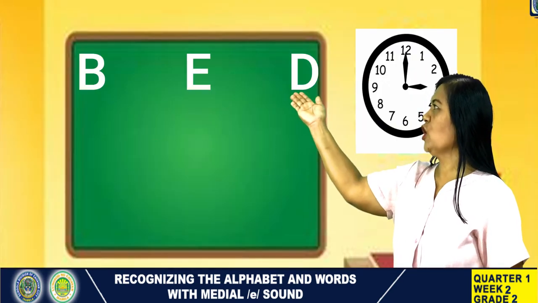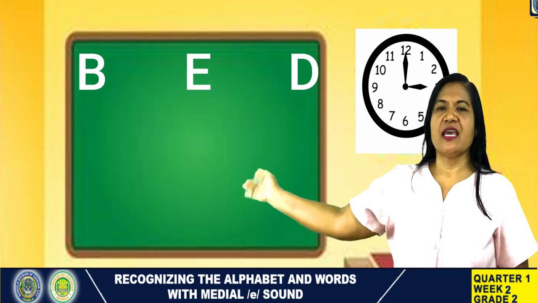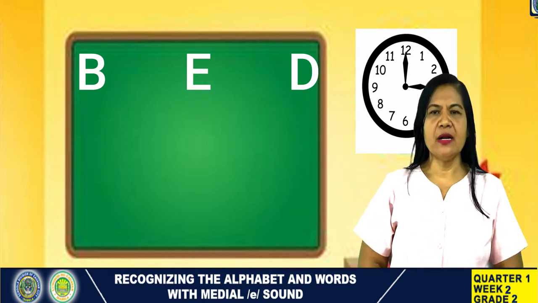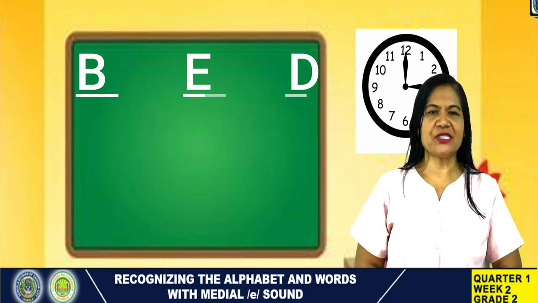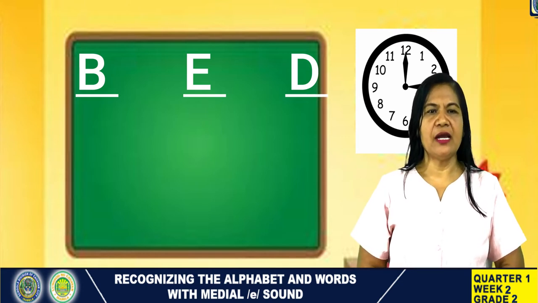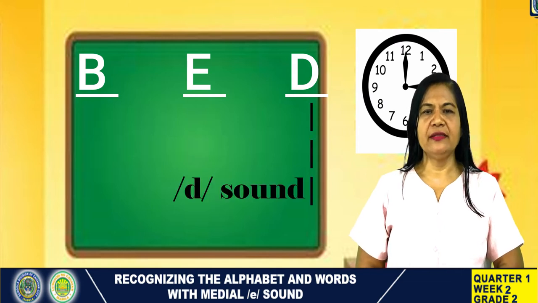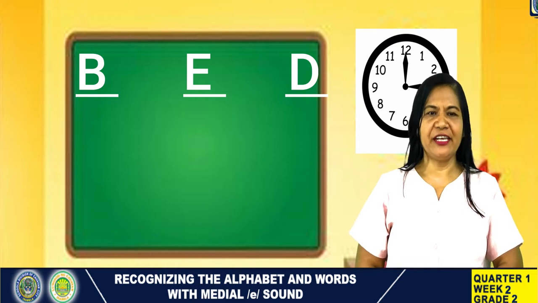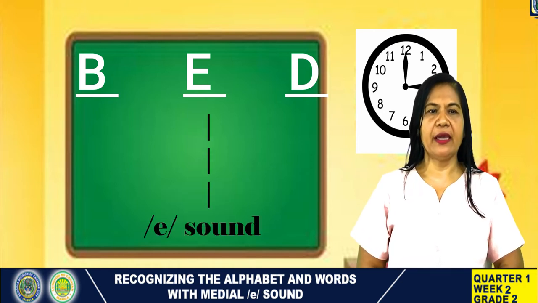For example, the word bell is made up of 3 letters. These are B, E, L, L. Each of the letters is represented by a sound. Letter B, the beginning letter, has the B sound. Letter L, the final or end letter, has the L sound. While letter E, being the middle letter, has the short E sound.